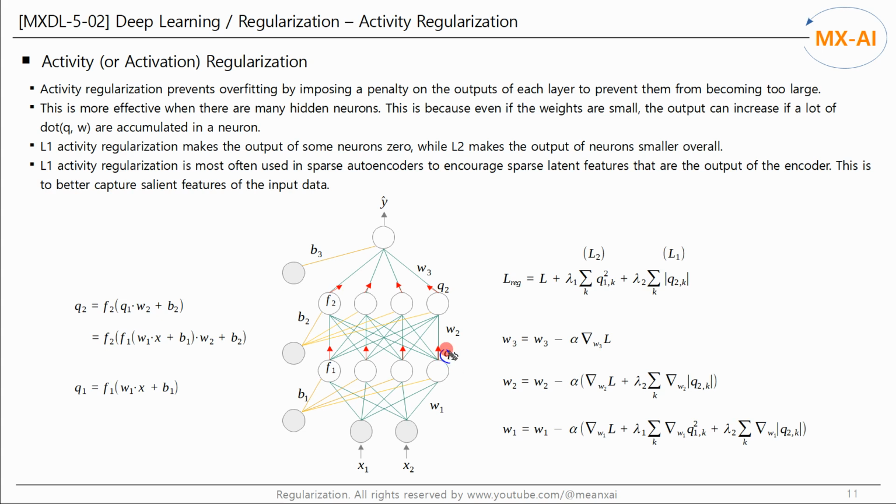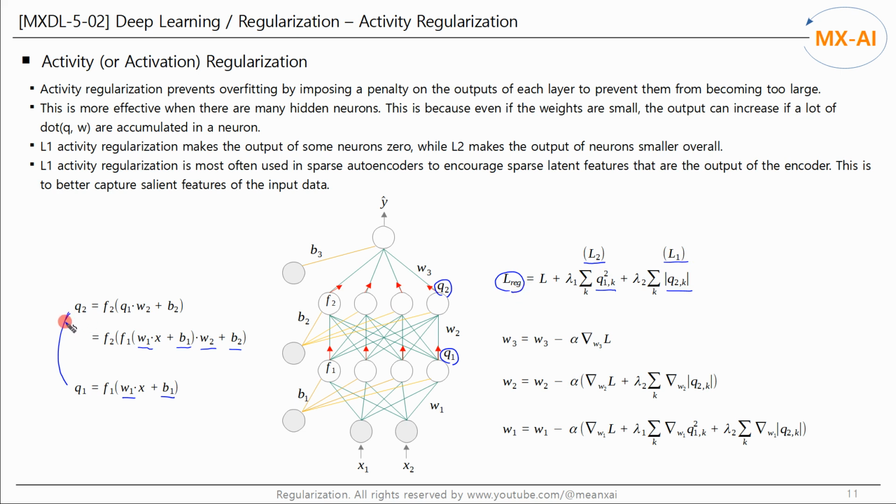Let the outputs of the hidden layers be Q1 and Q2. Q1 and Q2 are respectively calculated as follows. Q1 is a function of W1 and B1, and Q2 is a function of W1, B1, W2, and B2. In this way, we add penalty terms for Q1 and Q2 to the existing loss function. In this example, we applied L2 regularization to Q1 and L1 regularization to Q2. This is the regularized loss function.